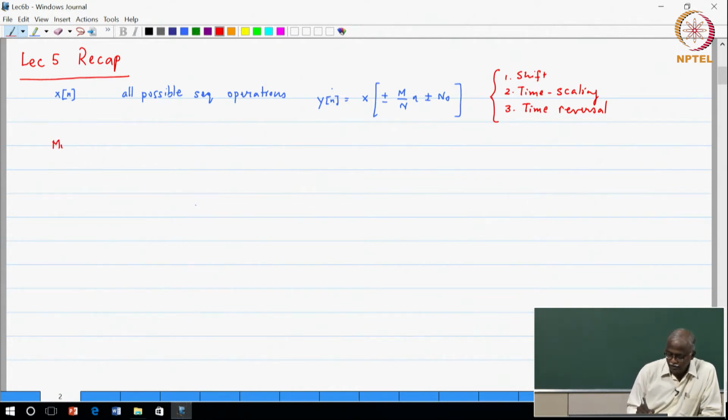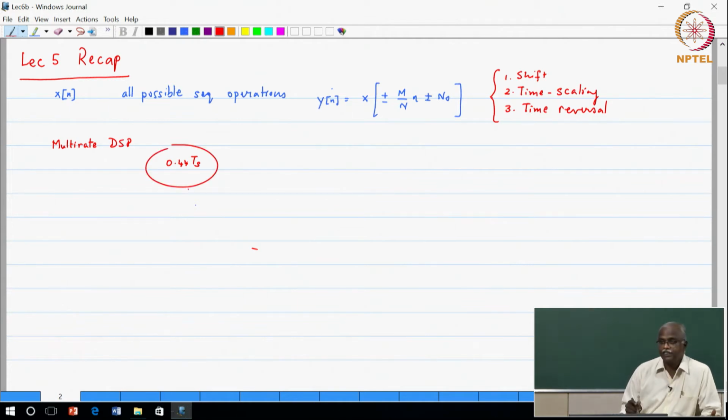Then in the last class, we also looked at one application of multi-rate DSP. We looked at a case where we needed a shift by 0.44 times Ts in the context of mimicking the acoustics of an auditorium. Just as an illustration, this we cannot achieve in our existing DSP framework, because we can only get multiples of the sampling period, and multi-rate signal processing says that yes, I can get the required fractional delays in very simple, very elegant methods, and that is one advantage that we have.